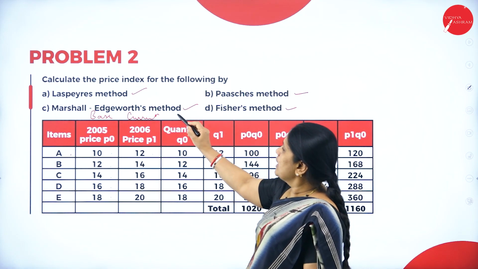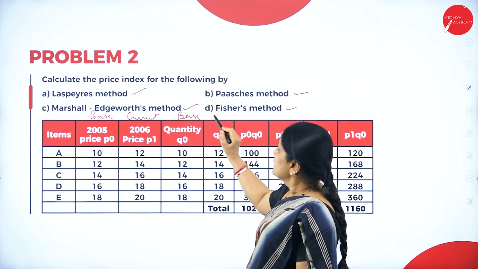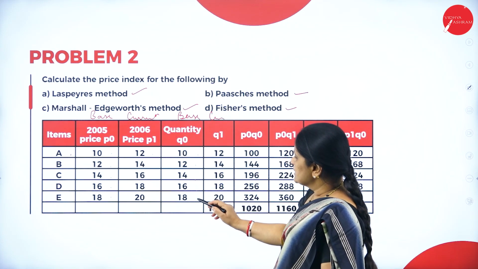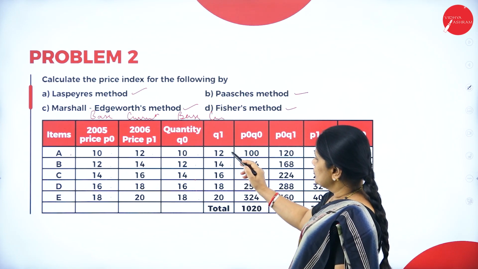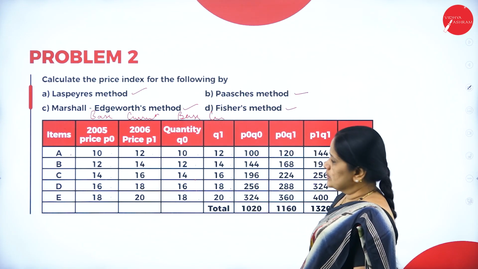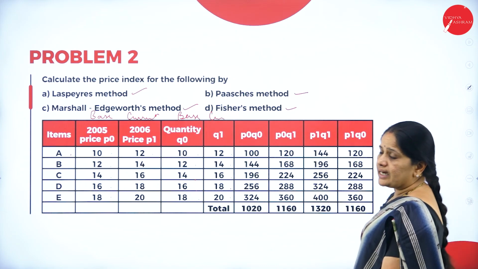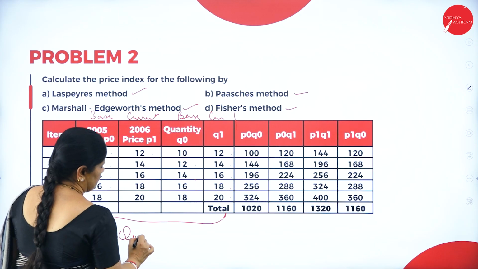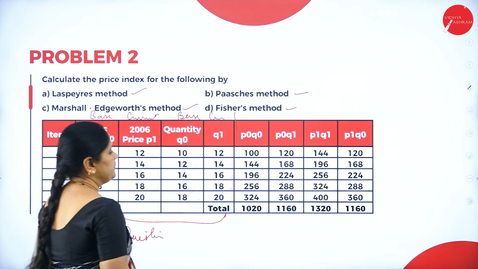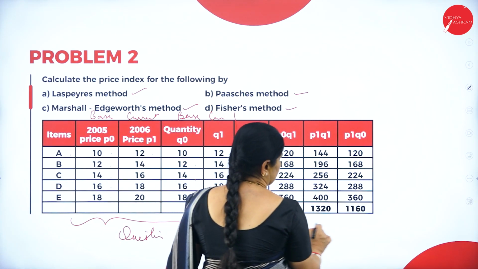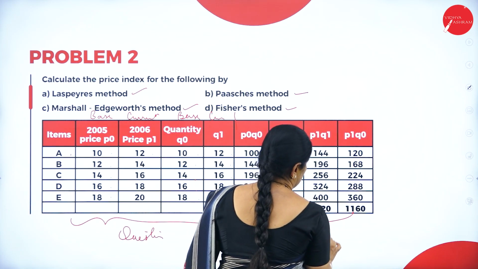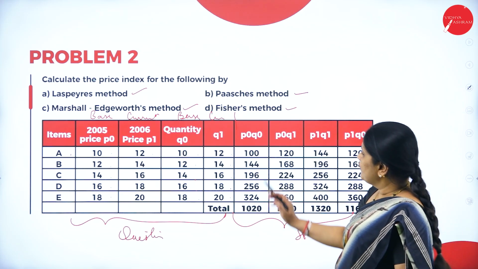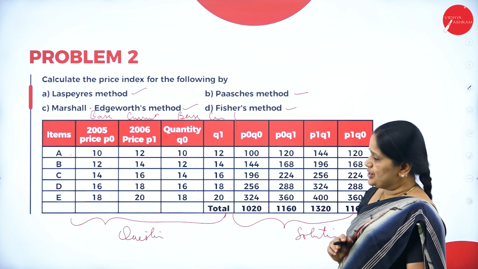Now, this is the quantity for the base year, Q0, and this is the current year's quantity, Q1. Base year quantities are 10, 12, 14, 16, 18 and current year quantities are 12, 14, 16, 18, 20. So this part will be the question. Up till here, the question is given. From here, we have to write the solution.